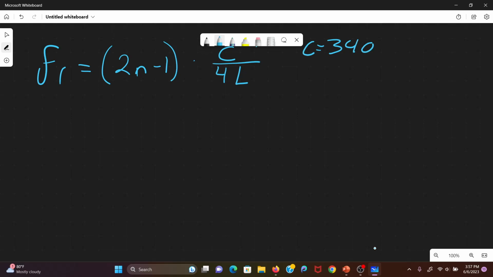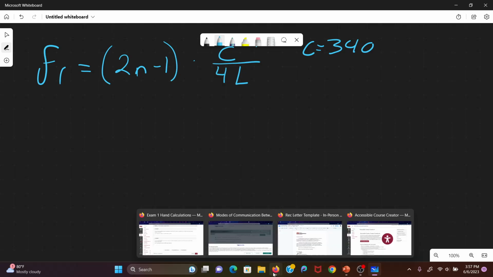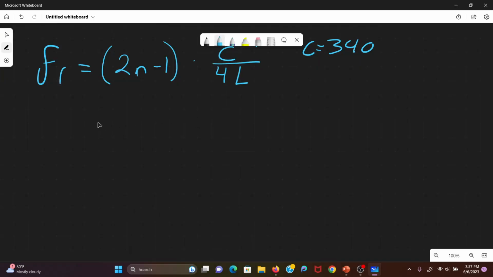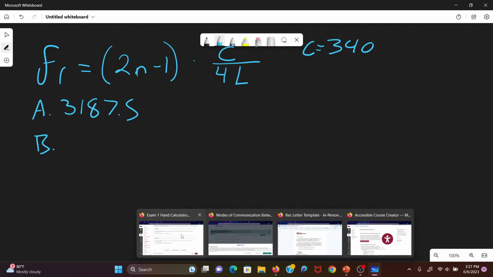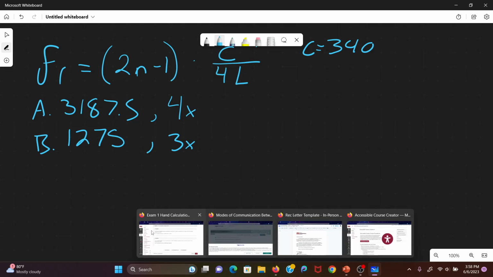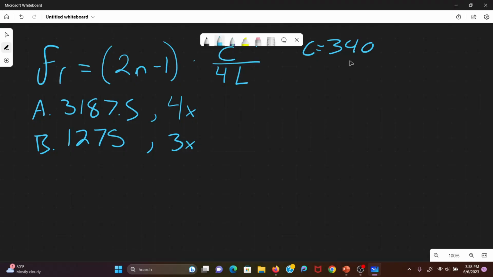And in this case, C equals 340. Okay, what did I tell you? The second resonant frequency is 3187.5. B was 1275. And then I think that was 4x and this is 3x. Did I get that backwards? No. All right.